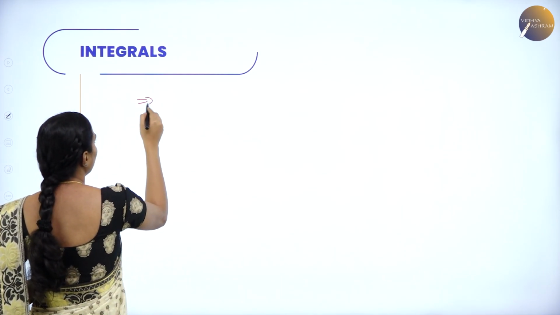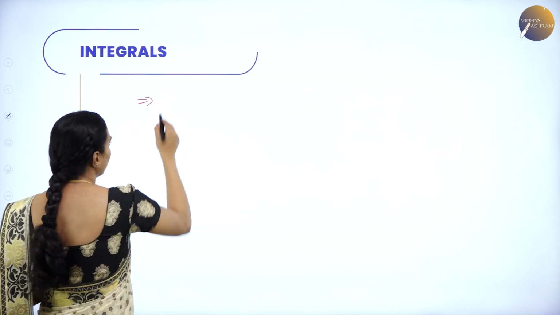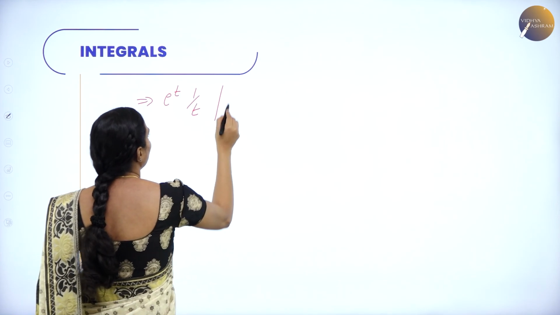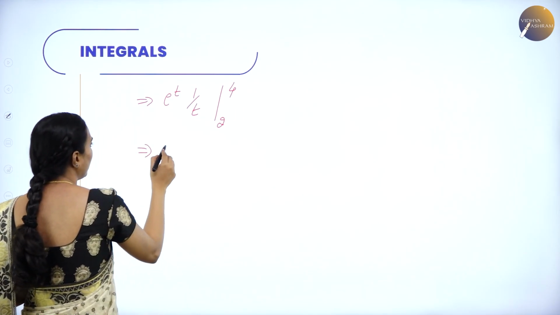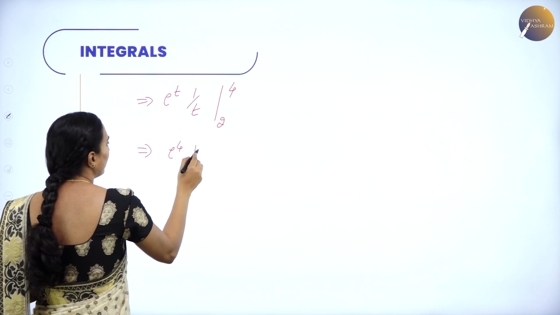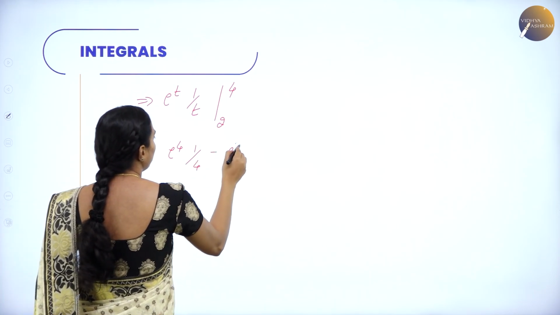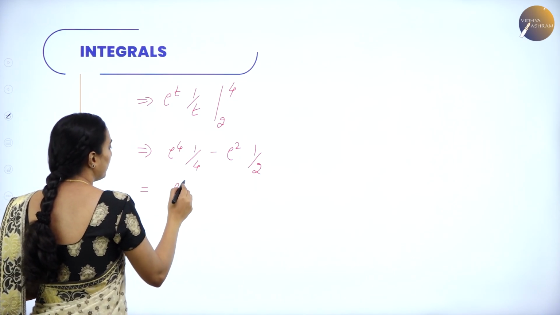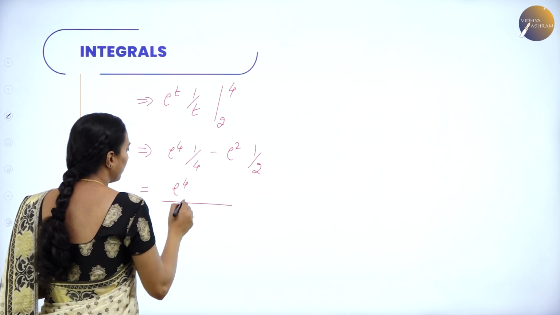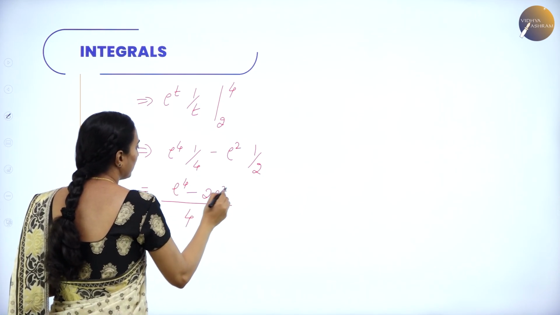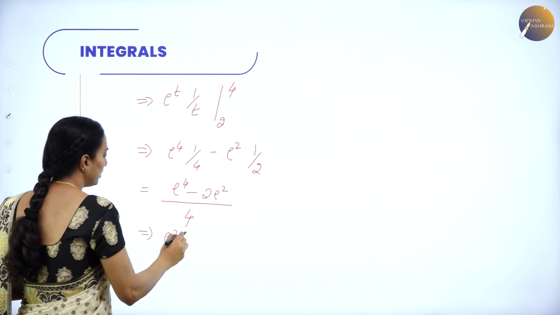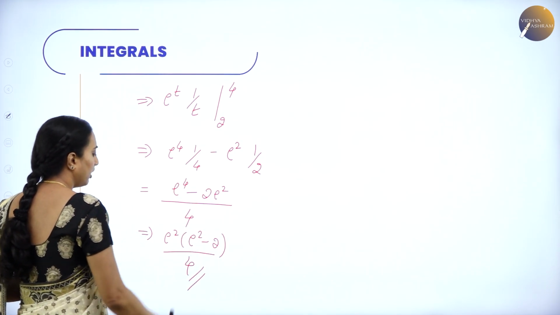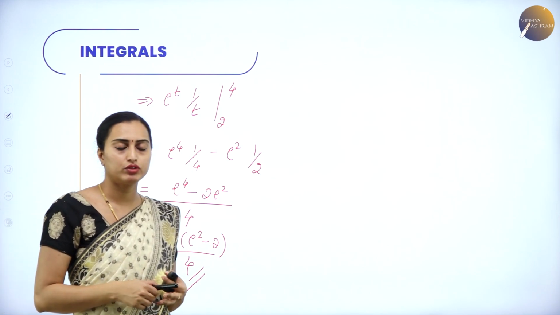So you can write directly e power t into 1 by t from the limit 2 to 4. So apply the limit now. Apply the upper limit, e power 4 into 1 by 4 minus e power 2 into 1 by 2. If you want, you can take the LCM. So e power 4 minus 2 e squared, divided by 4. If you want, you can take e squared common: e squared into (e squared minus 2) divided by 4. And this is your final answer for this question.